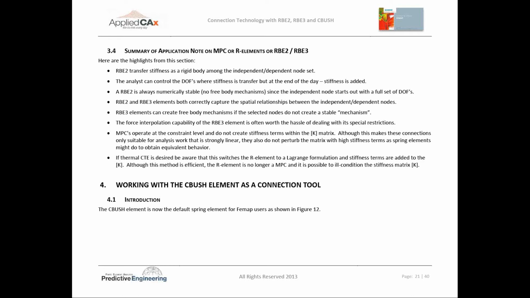You can control the DOFs. RBE2 is numerically stable, 6 degrees of freedom. RBE3 is not. You also get the spatial relationships of both elements, and force interpolation capability. It's really worth the hassle. We use it anytime we have to attach mass onto a structure and we want it to be flexible. RBE3. Adrian, what else do you use it for?